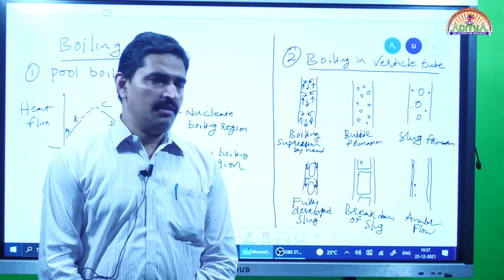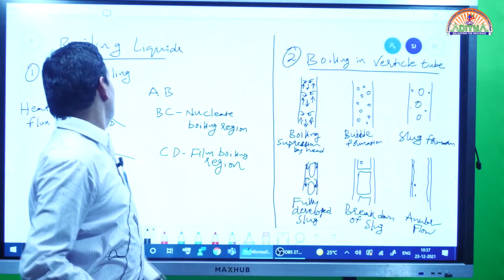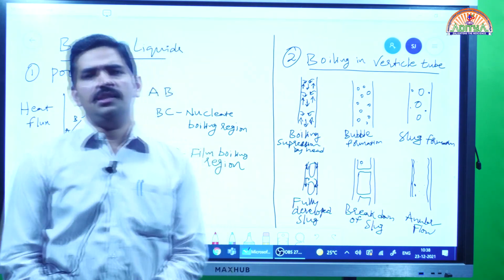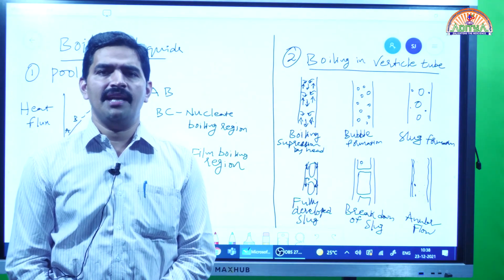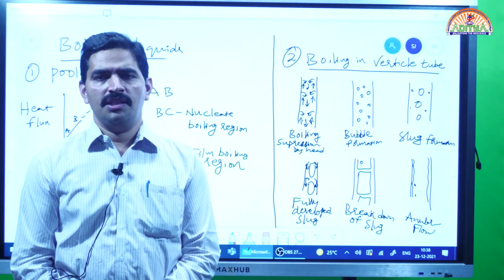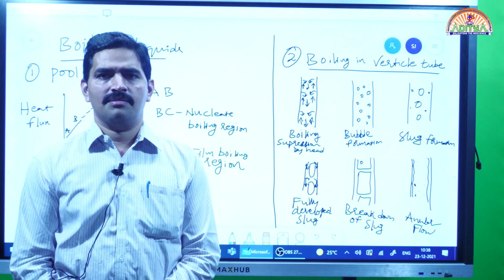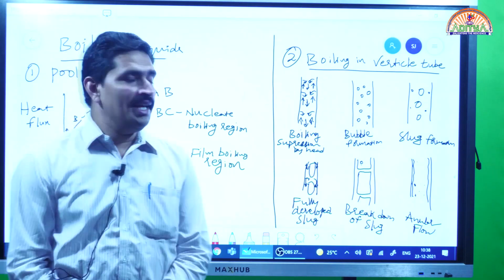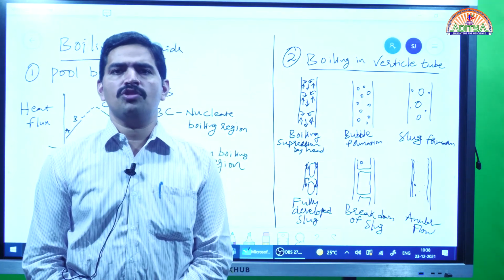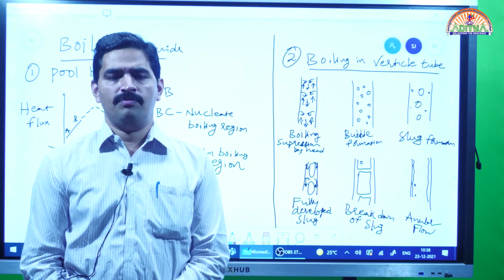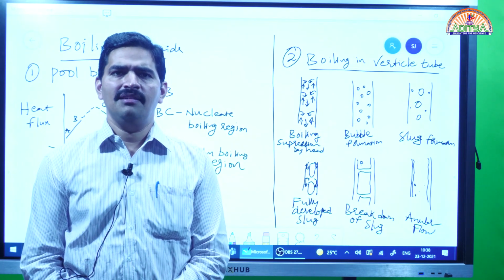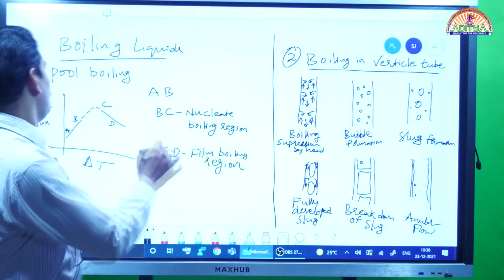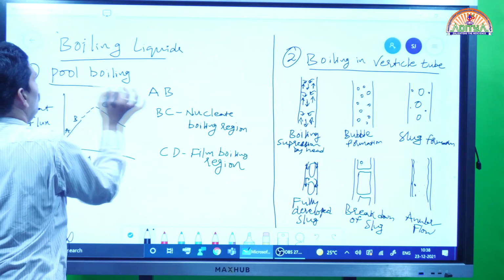Coming to the next topic, boiling of liquids in a tube. Heat transfer in a boiling tube takes place by three mechanisms. First one is pool boiling, second one is boiling in a vertical tube, and third one is forced boiling. So three kinds of heat transfer take place in boiling of liquids. Let us discuss them individually, under which the first one is pool boiling.